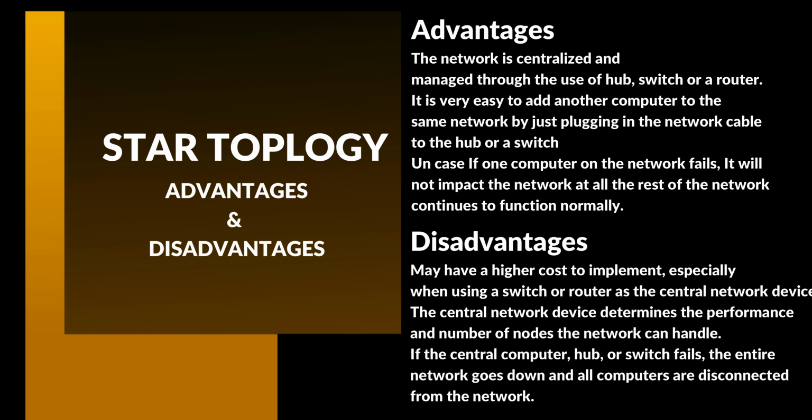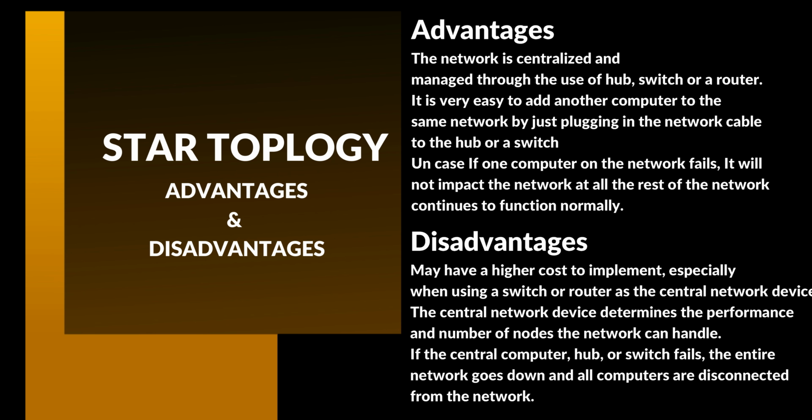Let's begin with the advantages and disadvantages of a star topology. First, let's start with the advantages. This kind of network is centrally managed through the use of a hub, switch, or a router. It is very easy to add another computer to the same network by just plugging the network cable into the hub, switch, or router. In case one computer on the network fails, it will not impact the network at all. Rather, the rest of the network continues to function normally.